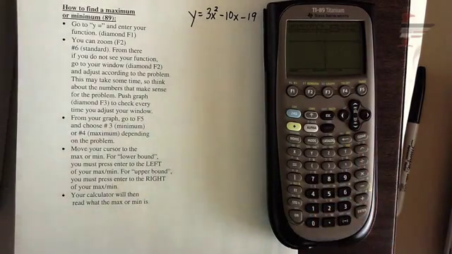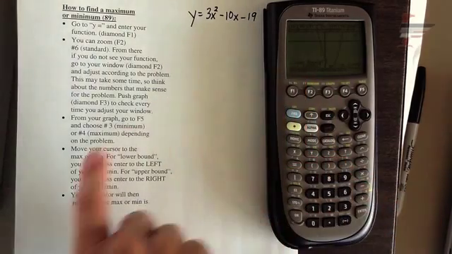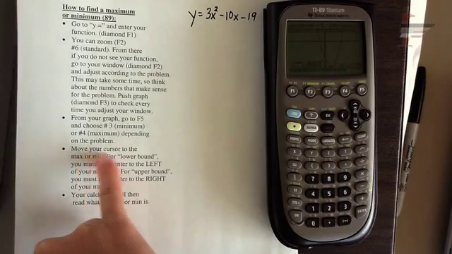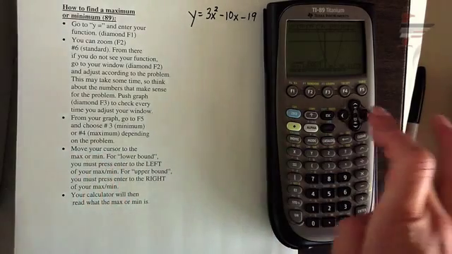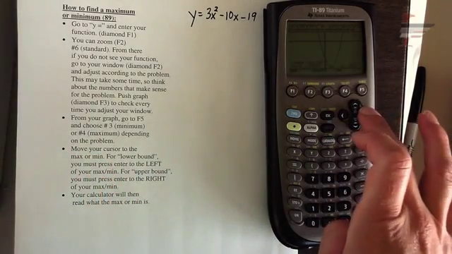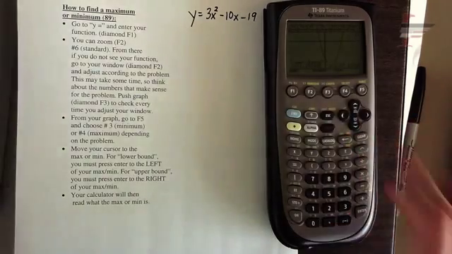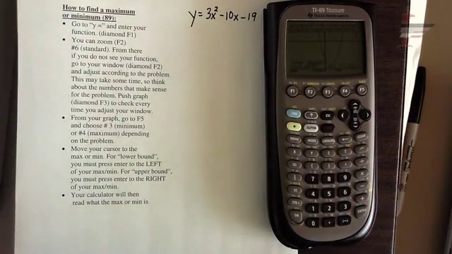So choose minimum, then, don't press anything, it's going to prompt you for lower bound. Okay, so you want to move your cursor to the min and the max as best as you can. Okay, so I'm going to bring my cursor around over here to my minimum, roughly. It doesn't have to be perfect, by the way.